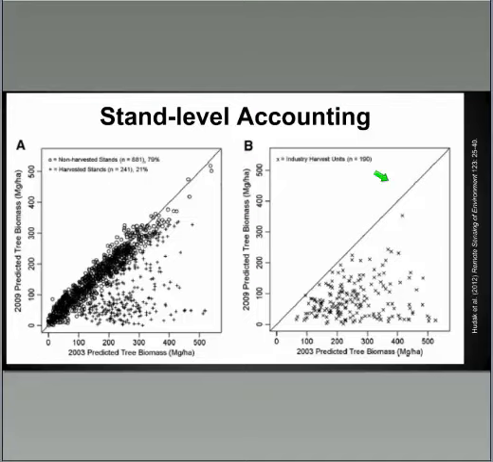So I mentioned those industry and University of Idaho partners, and they had independent stand validation data. So then when I plotted predicted tree biomass in 2003 versus 2009 in harvested versus non-harvested stands, basically binning the mapped pixels within those stand polygons, I got this interesting result where the non-harvested stands fall nicely along the 1-to-1 line with some variation around that. But then the harvested stands all fall down here because biomass in 2003 was higher than in 2009 because the harvest occurred during those intervening years.